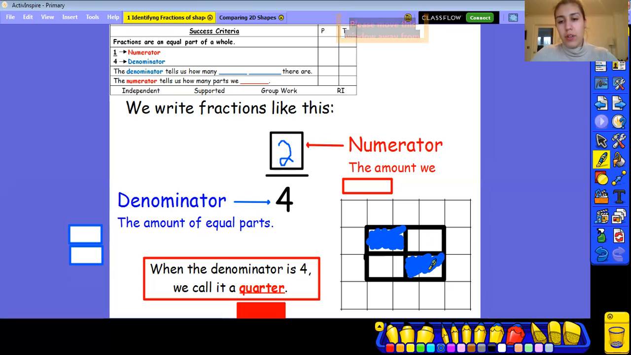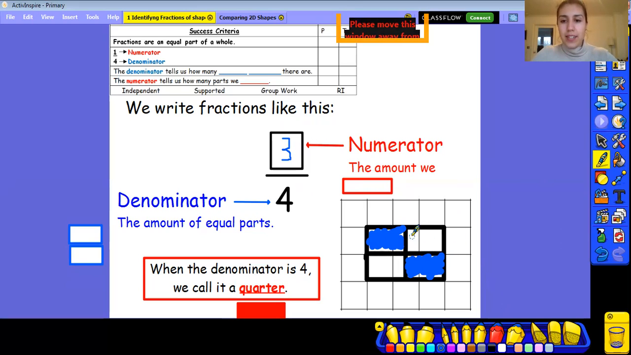There we go. So now 2/4 of this shape is shaded. What do you think would happen then if I changed my numerator to 3? And this time I had 3/4 of my shape shaded.